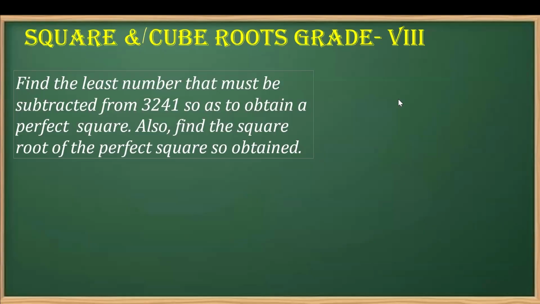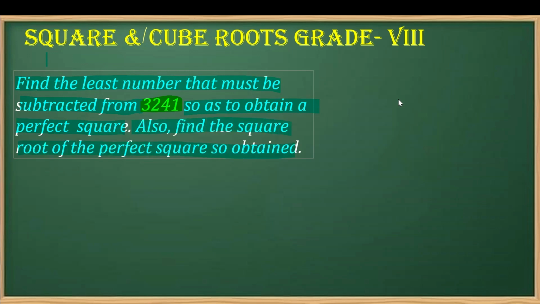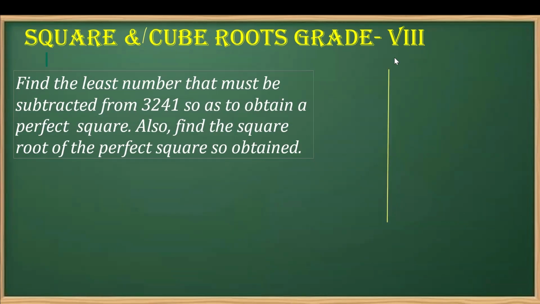That's the rule. Now this question says, find the least number that must be subtracted from the number 3241 so as to obtain a perfect square number. And then we also have to find the square root of the perfect square number so obtained. So we are going to apply the division method for finding the square root. Let's take the number over here, 3241, and pair these digits from behind.